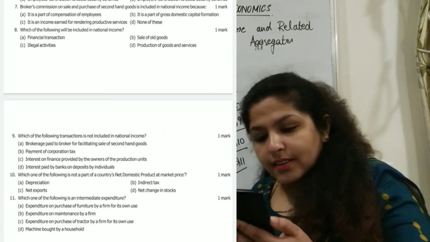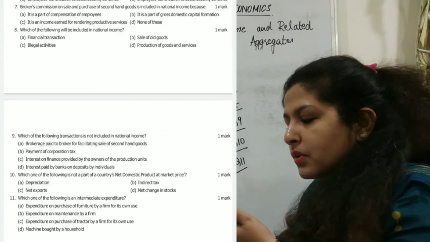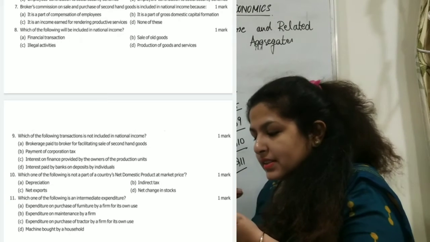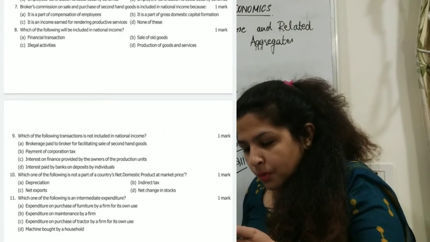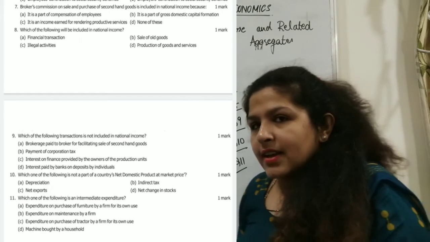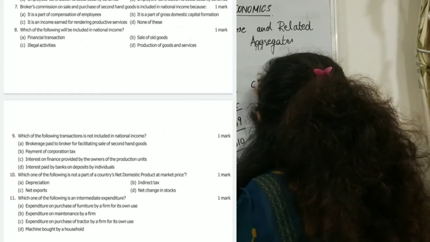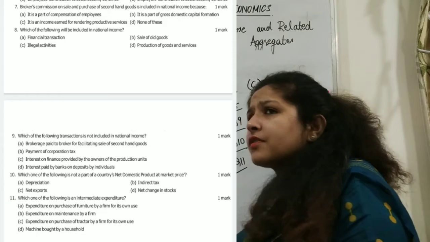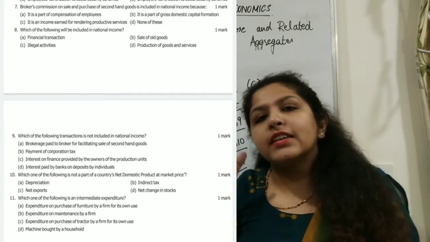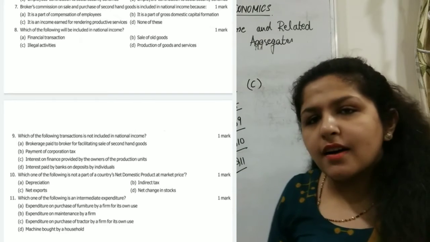वो तो उसी से earn करता है, right? So it will be included in national income because वो COE का part है. No, it is a part of domestic capital formation. No, it is the income earned by rendering some productive service. So उन्होंने service करवाई है, and it is that. So answer is C. It is not the part of COE, but yes, definitely it is a part of the income earned after giving the service.